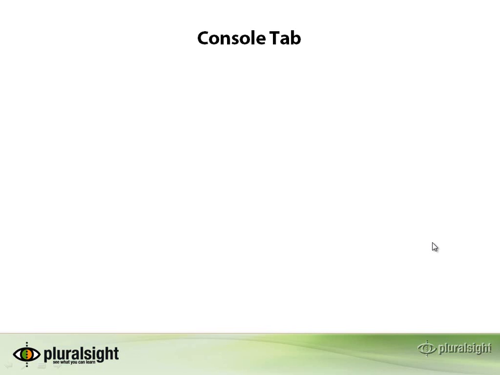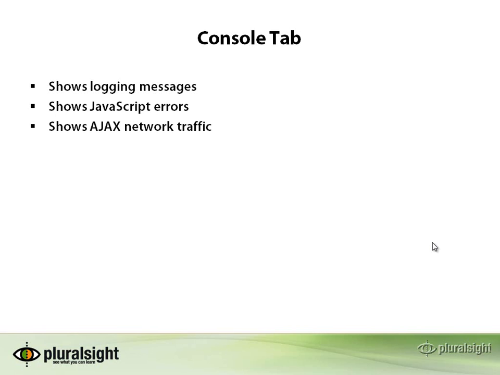The console tab does lots of things. Obviously it logs error messages, and plus you can write your own console messages to help with debugging. It shows errors when they occur in JavaScript. It shows AJAX network traffic. That's not all network traffic. Loading images and scripts and things isn't shown in the console.